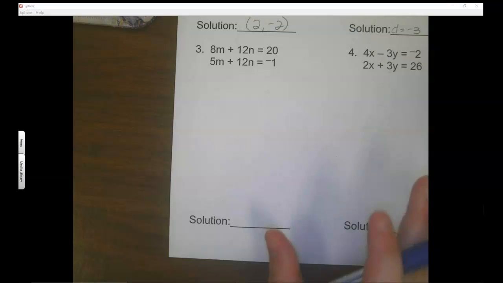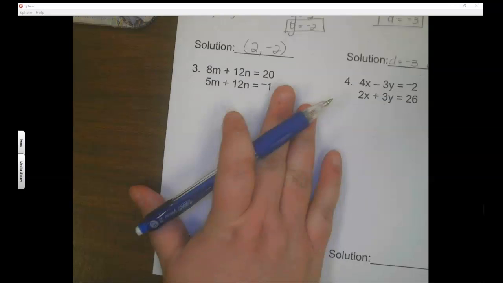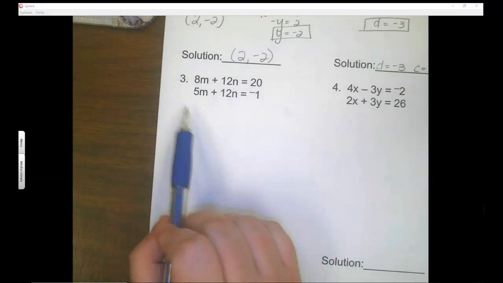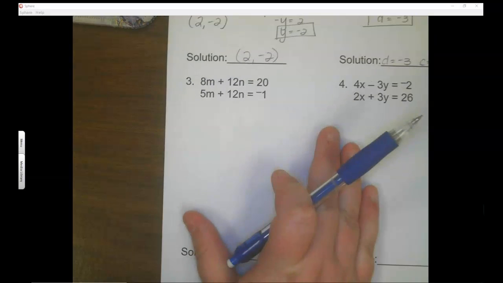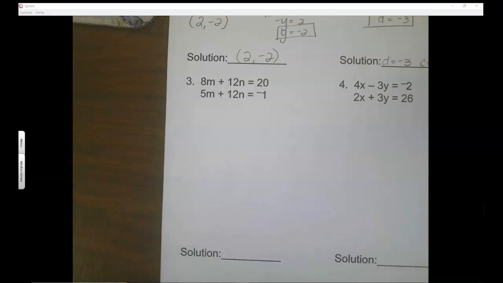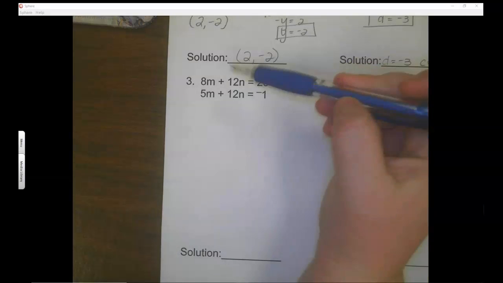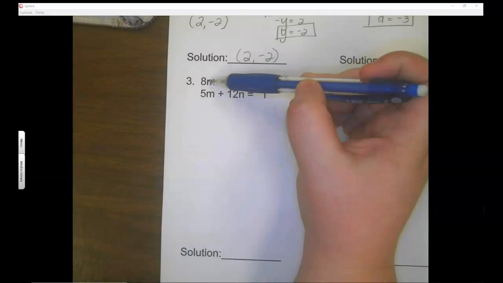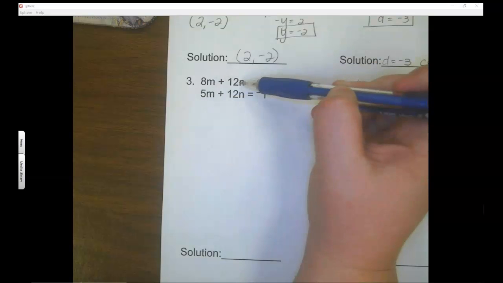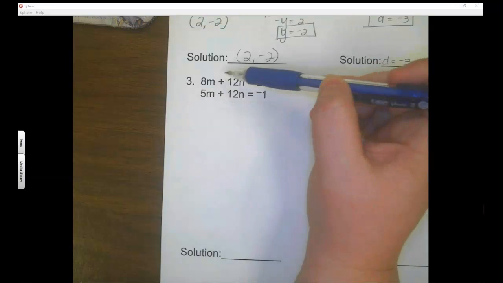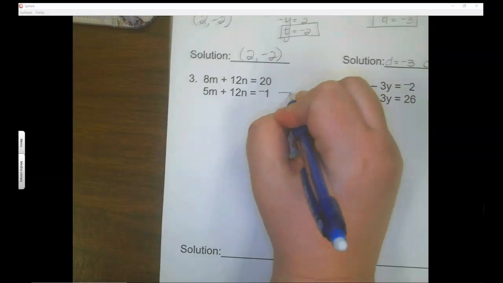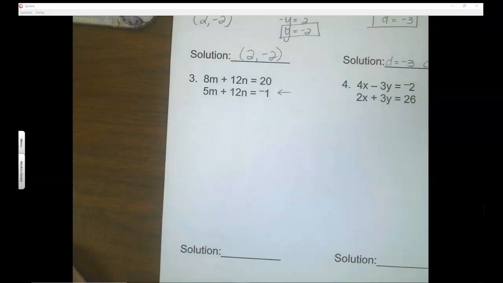All right, so hopefully by now you have gone ahead and gotten these so far. I want you to try number 3. So what I'm going to do is I want you to go ahead and try it to begin with. But I'm going to get you started a little bit. So I can see that my m's are not the same. So that's not going to work out really well. But I can see that my n's are very close. Okay, so I'm going to say let's change the second one. That way we're all on the same page. All right, so go ahead and work on it.